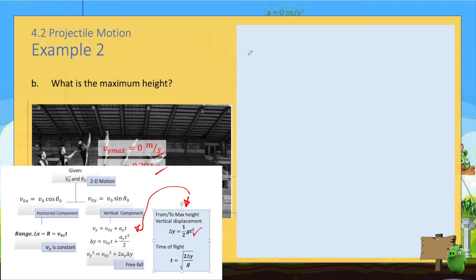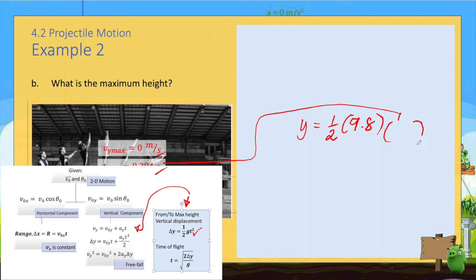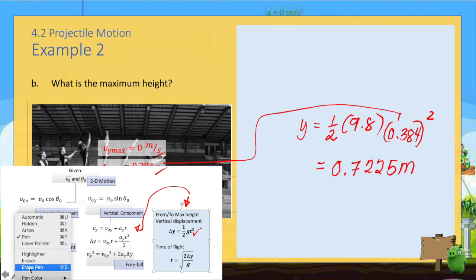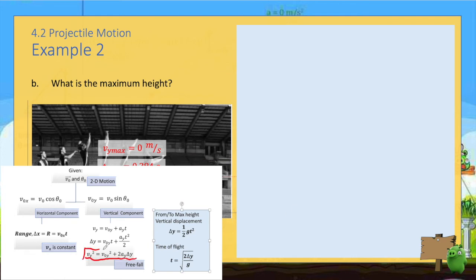So, let's just try. y is equal to 1/2 times 9.8 times the time that we have, which is 0.384 seconds squared. So, let's just try. So, the answer here is 0.7225 meters. But if you prefer, you can always use this formula.